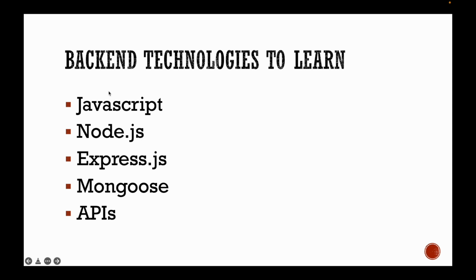Okay, so the backend technologies that you have to learn are, as you already know, JavaScript. JavaScript, as I already told you, you have to learn in front end. So Node.js and Express.js are the tools with which you can add APIs, so you can learn the backend technologies and APIs, and Mongoose.